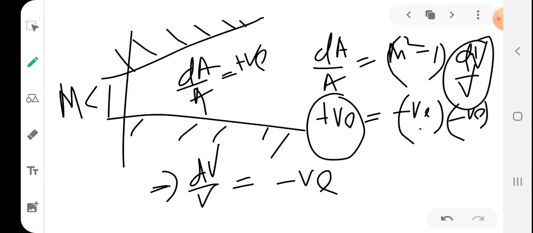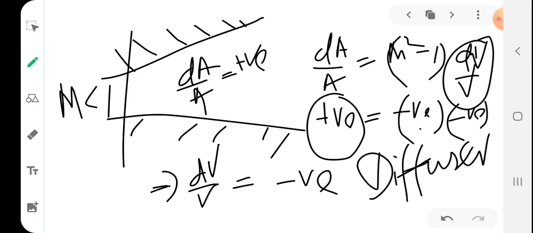So velocity decreasing means it is a diffuser. It acts as a diffuser. So if Mach number is less than 1 at the inlet of a diverging section, it is a diffuser.